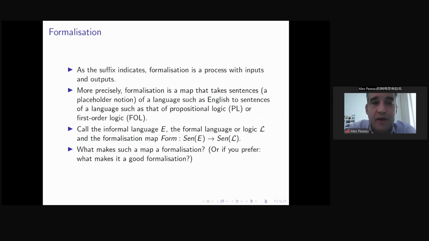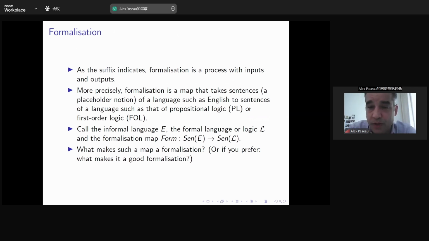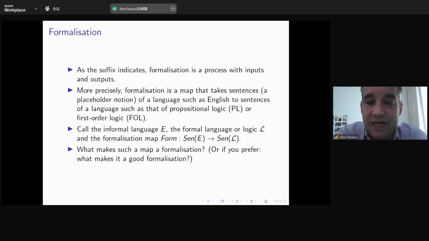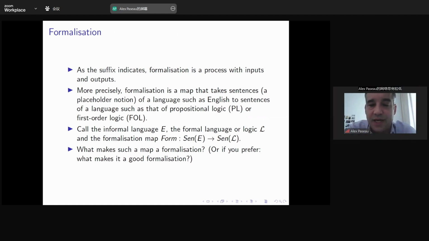Let's move on to thinking about formalization as a map. As the suffix at the end of the word indicates, formalization is a process. It's something you do with inputs and outputs. More precisely, we can think of formalization as a map that takes sentences of a language such as English to sentences of a language such as that of propositional logic or first order logic or some other logic. We can call the informal language E for English, but it doesn't have to be English, of course. It can be any natural language. We can call the formal language of logic L. And what should we call the formalization map? Well, we can think of it as a function from the set of sentences of E to the set of sentences of L. And the question is, what makes such a map a formalization?